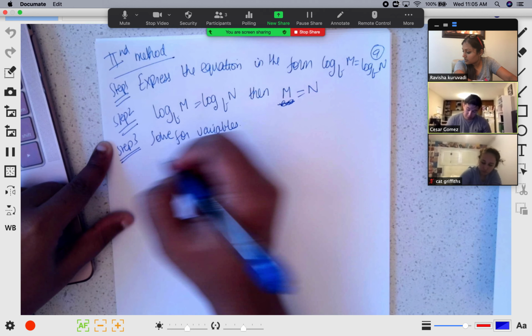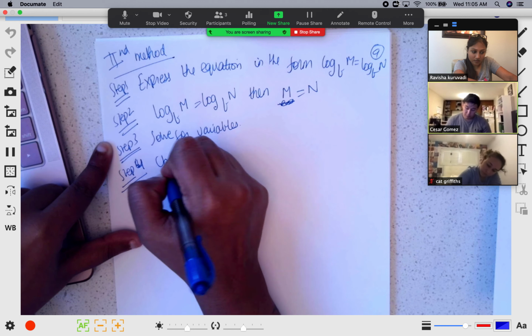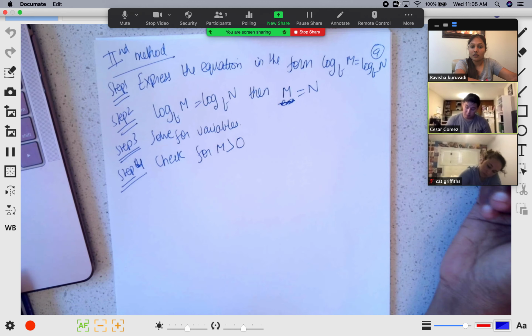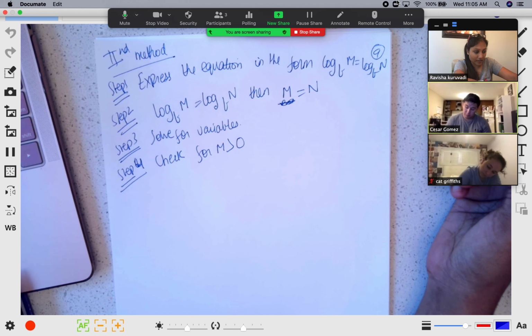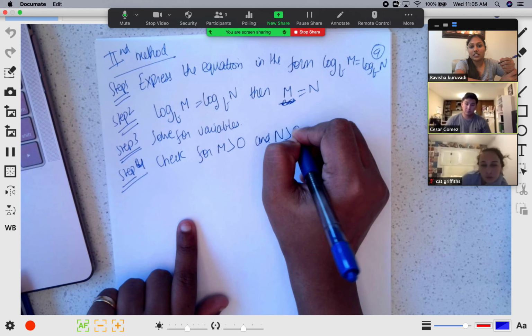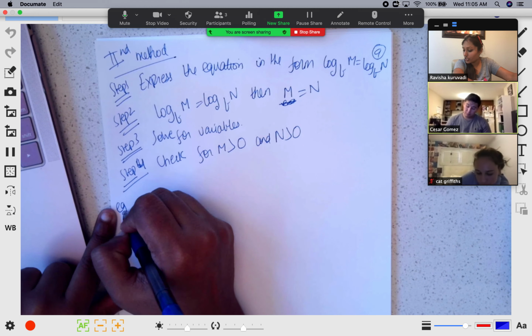Step 4 is, check for m greater than 0 and n greater than 0, for all my m and n. It's technically the same thing we are doing, it's just that this thing has changed.